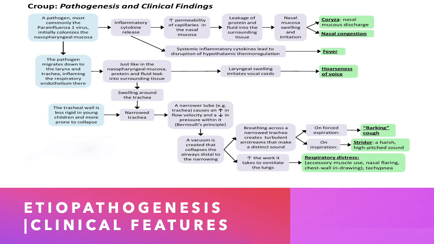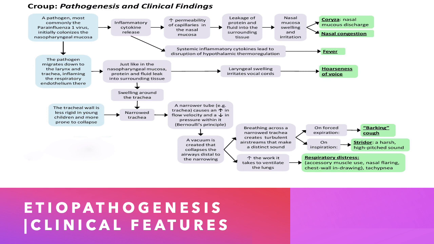Systemic inflammatory cytokines lead to disruption of hypothalamic thermoregulation, and this causes fever. So, coryza, nasal congestion and fever, these constitute the prodromal symptoms of laryngotracheobronchitis, which last for 1 to 2 days.